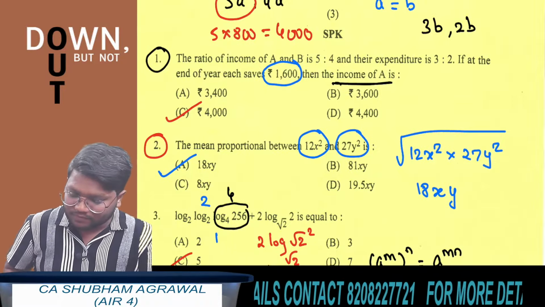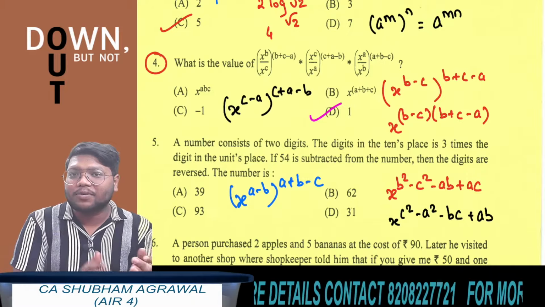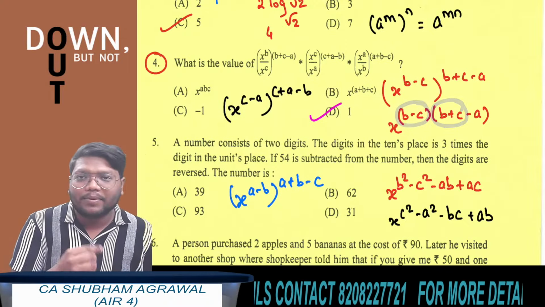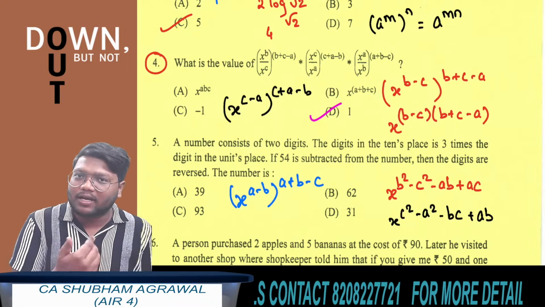Already we know this identity that a minus b multiplied by a plus b is what? A square minus b square. So similarly, b minus c multiplied by b plus c is what? B square minus c square. Now we have to multiply this b with minus a, which is what? Minus ab. And then we have to multiply this minus c with minus a, which is what? Plus ac. Clear? So this is x to the power b square minus c square minus ab plus ac.